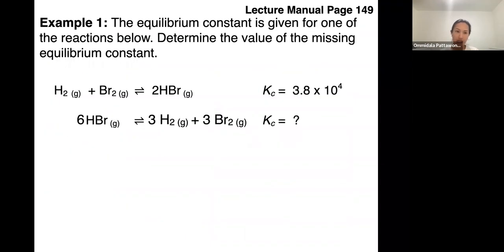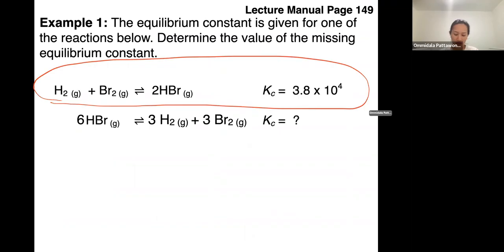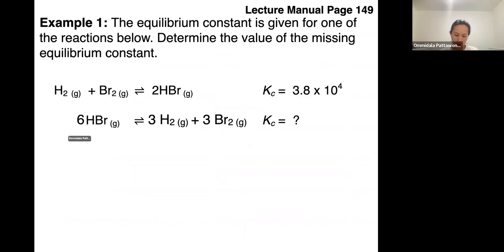We're going to use this and apply it to example 1. Example 1 gives us a reaction with its Kc. It asks you to find the Kc of the following reactions that are related to the top reaction. So what do we do?